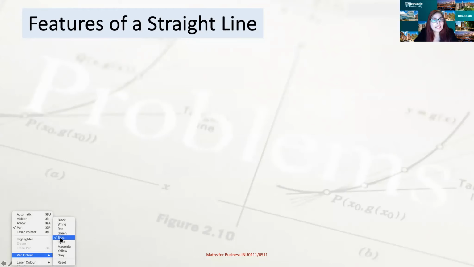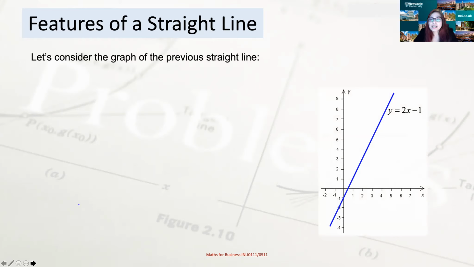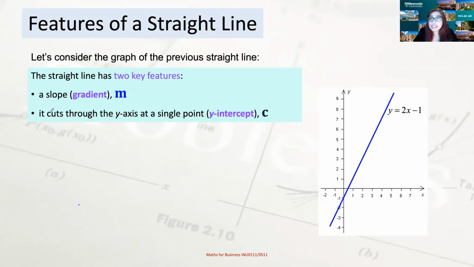Okay, now let's see the features of a straight line. For example, let's first take a graph. Let's consider the graph of the same line which we just saw. The straight line, as I mentioned, has two features: slope, or gradient, yeah? You can also call a gradient a slope. We always represent this by the letter m. Some of you may have used a, it's all right, yeah? So for convenience, let's take it as m.